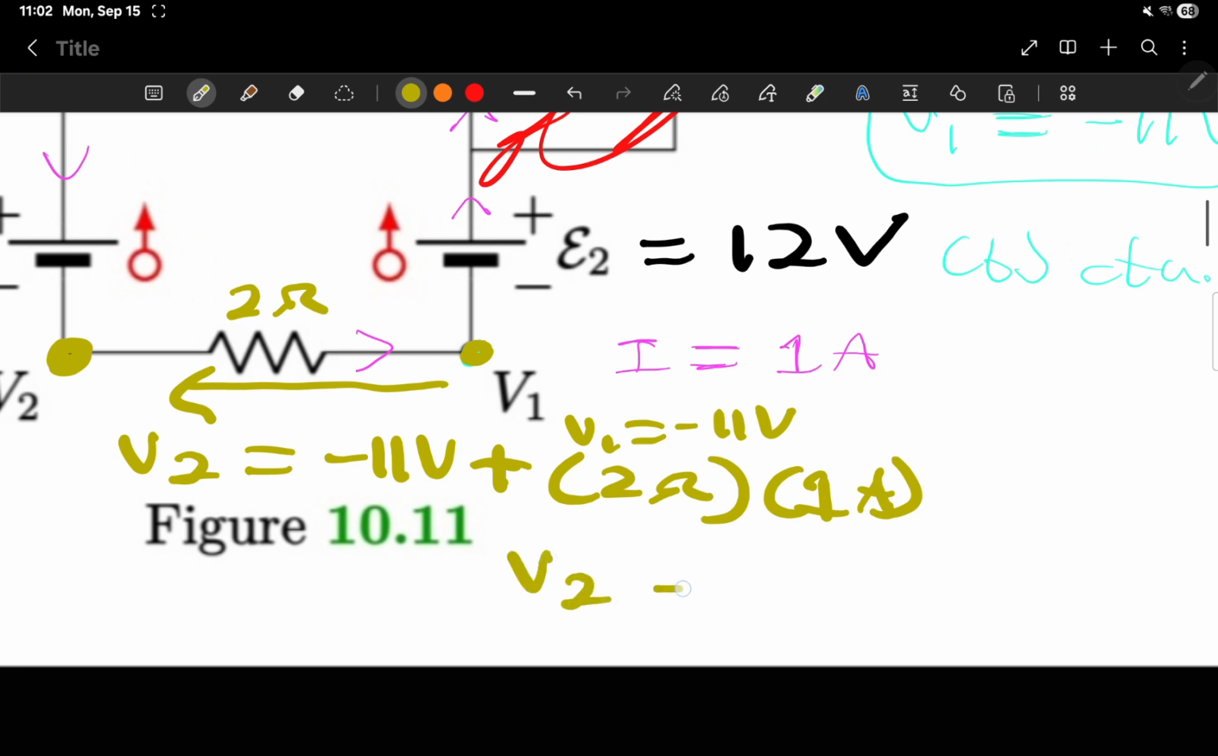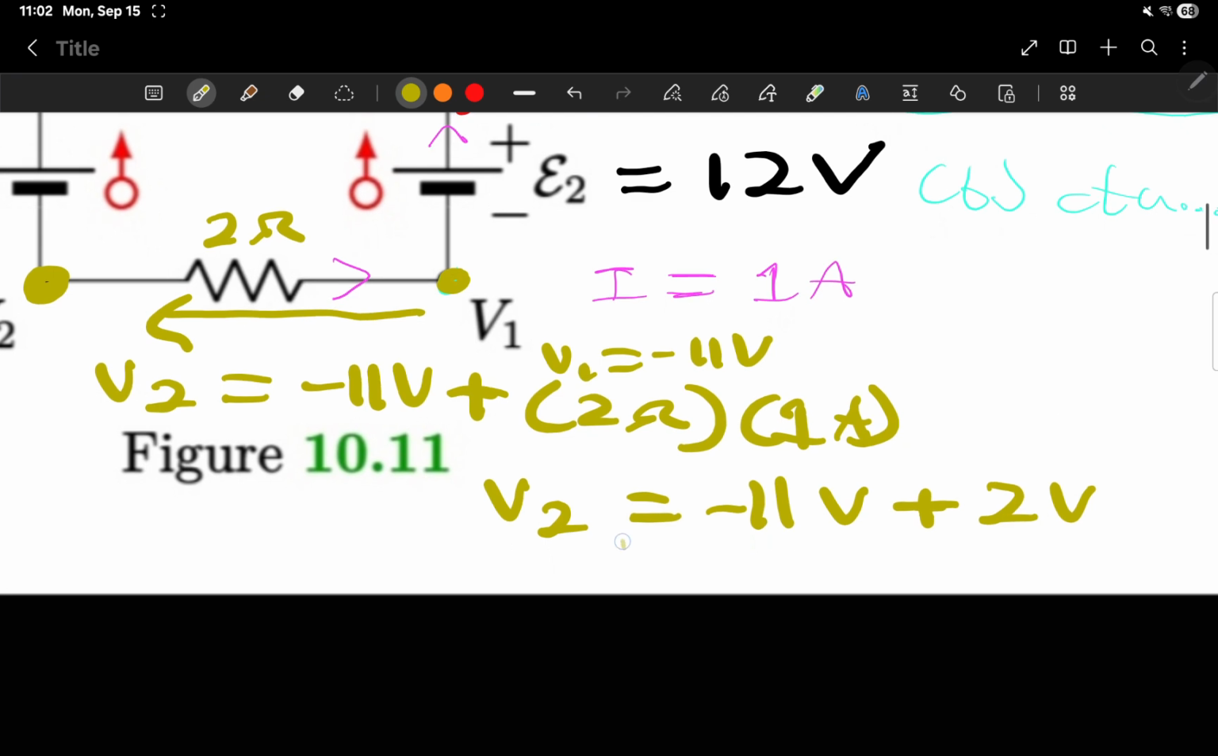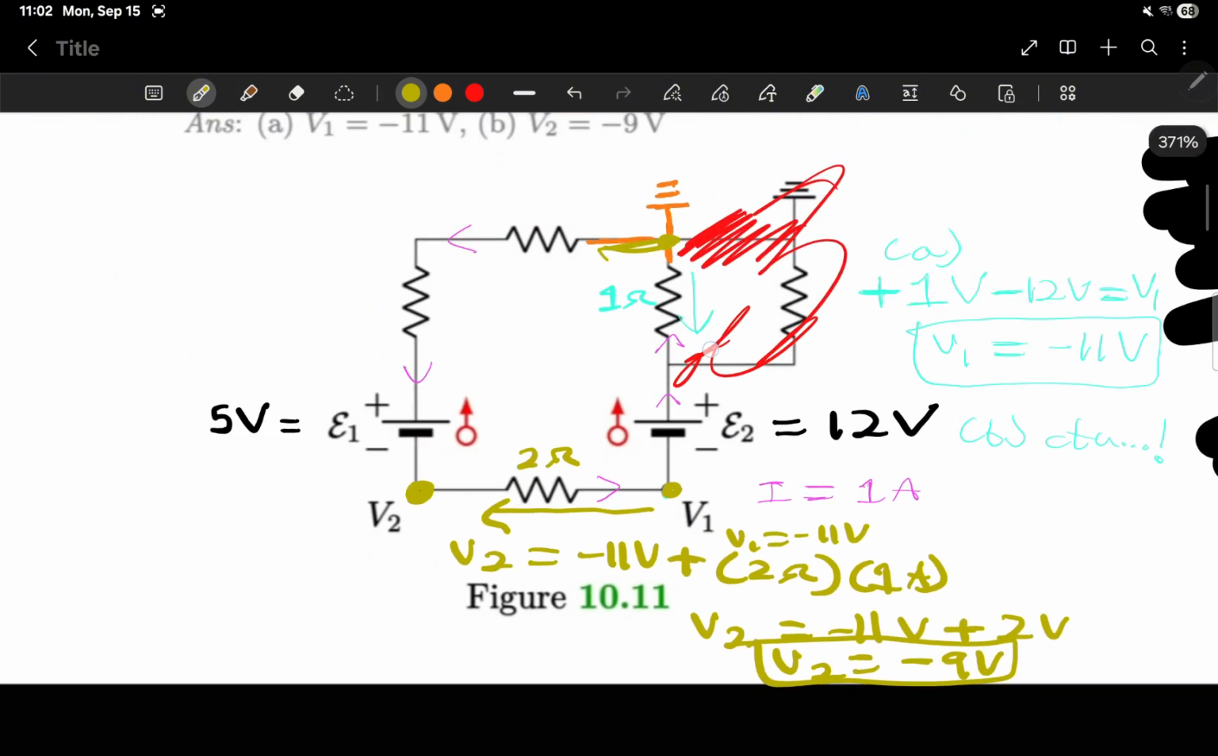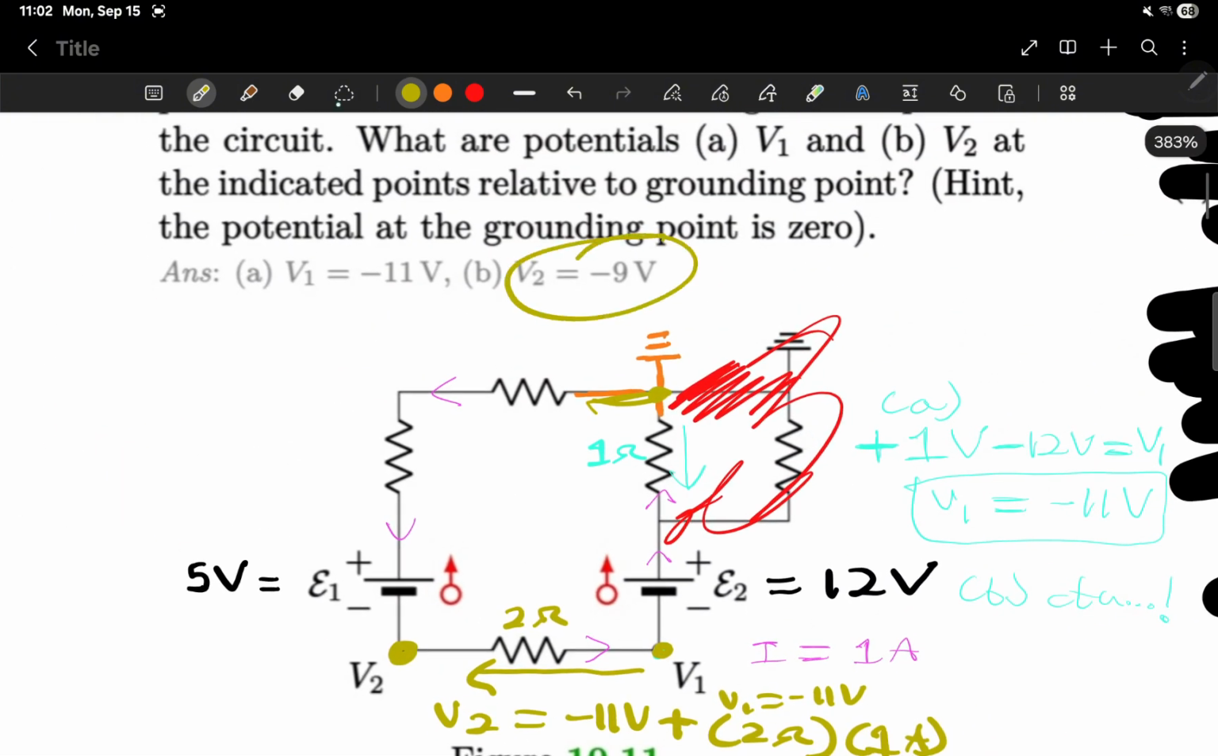So when we simplify this, we get minus 11 volts, and amperes times ohms gives volts, so we have plus 2 volts. V2 is now equal to minus 9 volts. Let me double check that. Yes, the answer is minus 9 volts, and that's pretty much it with this question.